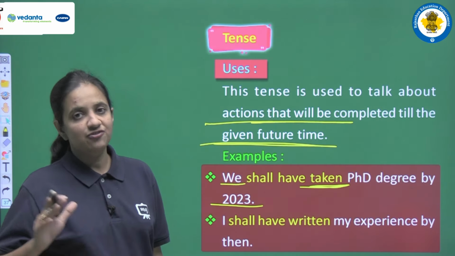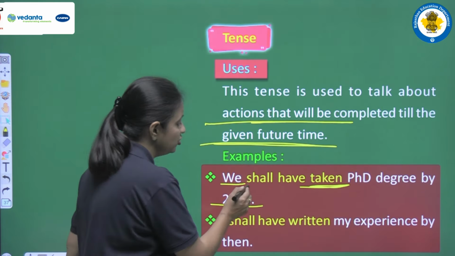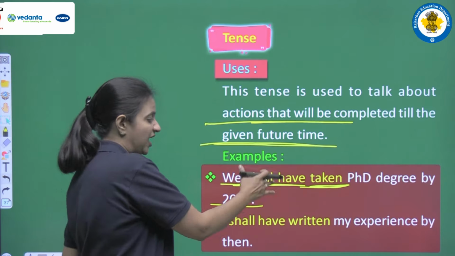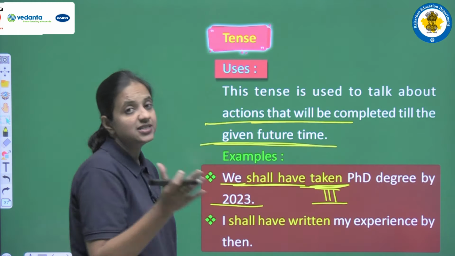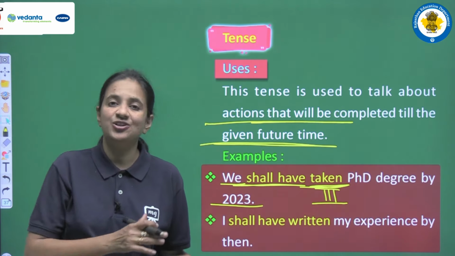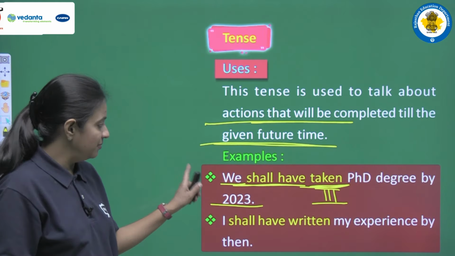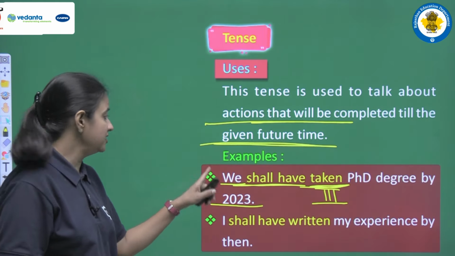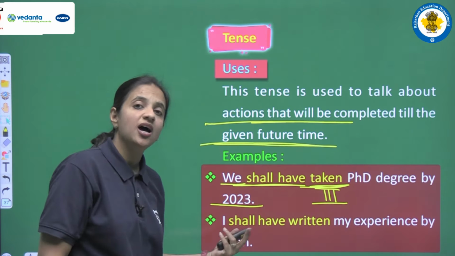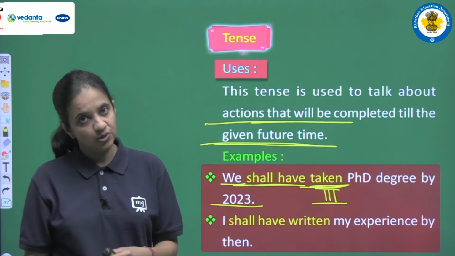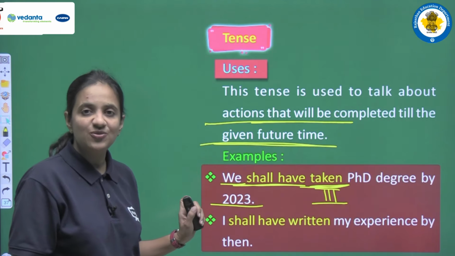So we all know that for I and we we have to use shall have. So we are having shall have here, and we are having the third form of the main verb, that is taken. So taken is the third form of take. So the complete sentence that we are having here is we shall have taken PhD degree by 2023.